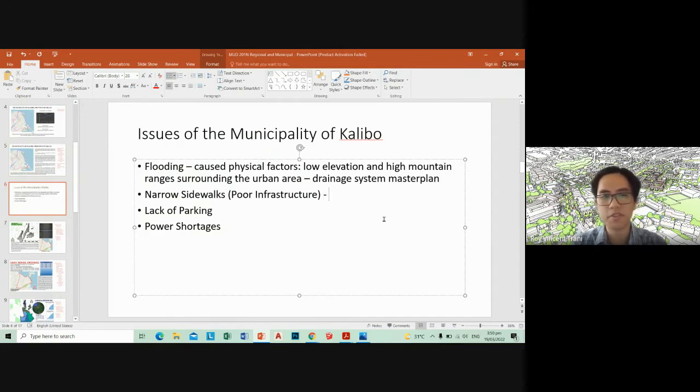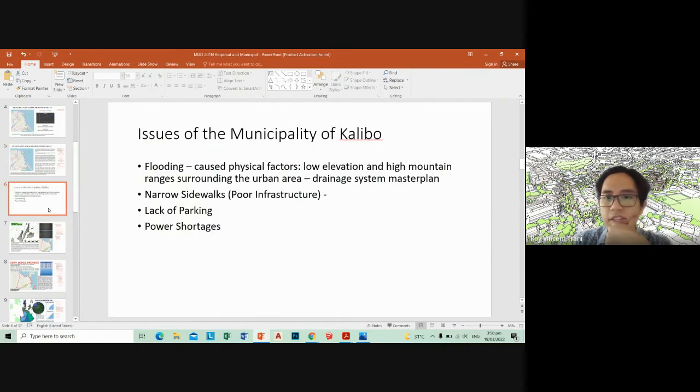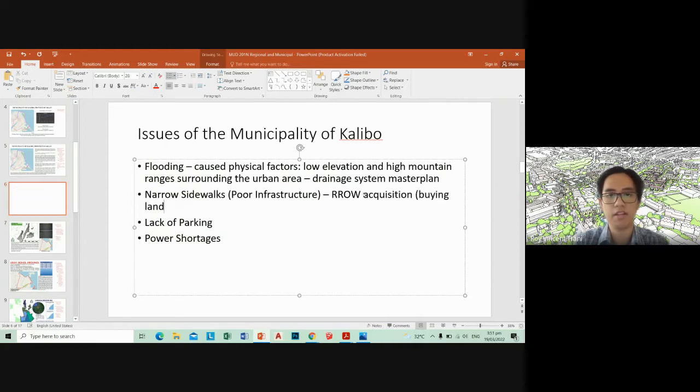Narrow sidewalks and poor infrastructure, on the other hand, it's a bit more tricky. Faye over here suggested road right of way acquisition, basically buying the land off private owners so they can improve the infrastructure. Let me write it down here. ROW acquisition involves buying land from citizens to improve infrastructure.